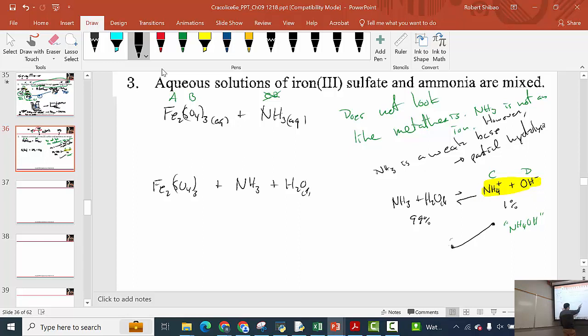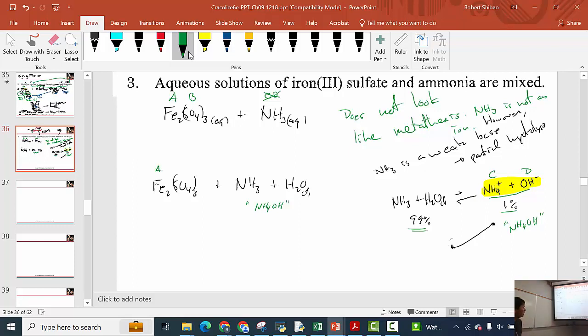If I leave off aqueous, then I have to make sure I write liquid L, gas G, and solid S. And so I'll put in the other states. Just leave that. So what we're going to do is treat this as if it's just ammonium hydroxide. In reality, it's ammonia and water, 99%. And so it's just a little population of ammonium hydroxide. But that little population of ammonium hydroxide is enough to react in this case.